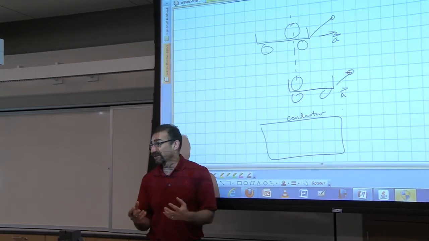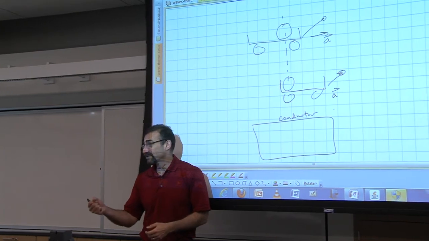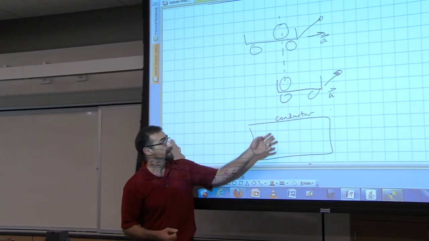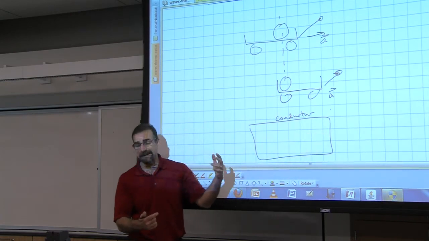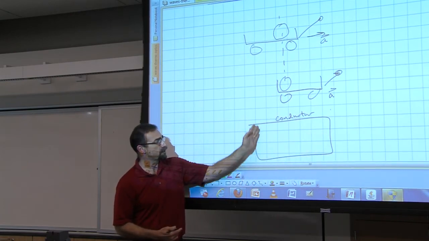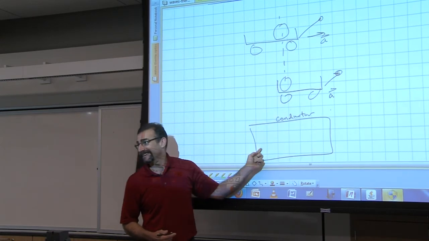It's got inertia. Those are particles with mass, right? Electrons have mass. Positive charges have mass. Protons have mass. They have inertia. They don't want to accelerate. They're going to resist that. So whatever is free to move is going to bunch up at the back of the wagon, right?